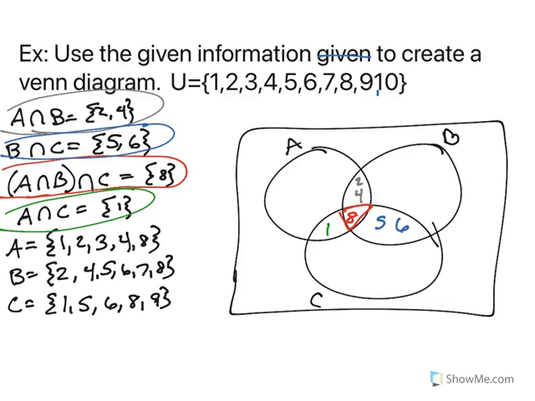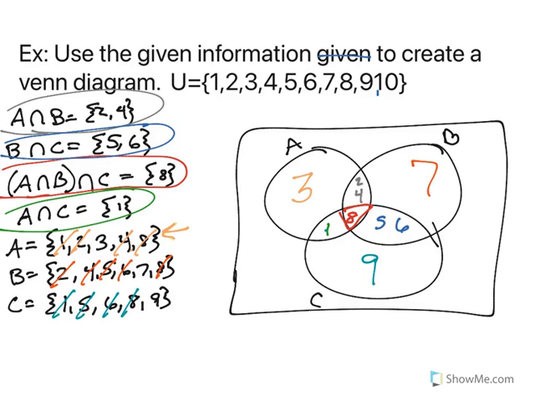Now, when you look down here at the singular pieces, we can see that A is 1, 2, 3, 4, and 8. Well, I already have 1, 2, 4, and 8. That means A by itself is just 3. When I go to B, I already have 2, 4, 5, 6, and 8. That means 7 is the standalone B. And then when I go to C, I already have 1, 5, 6, 8. That means 9 is by itself.